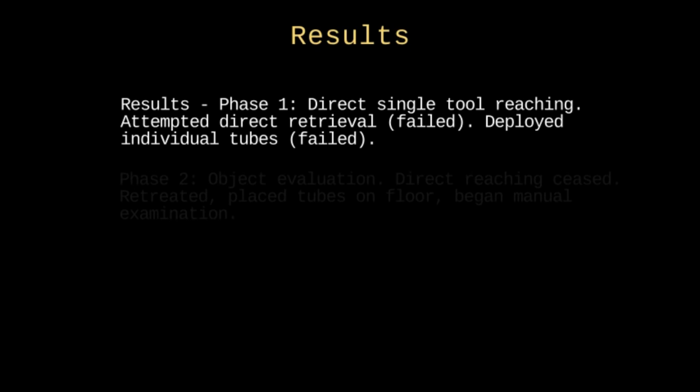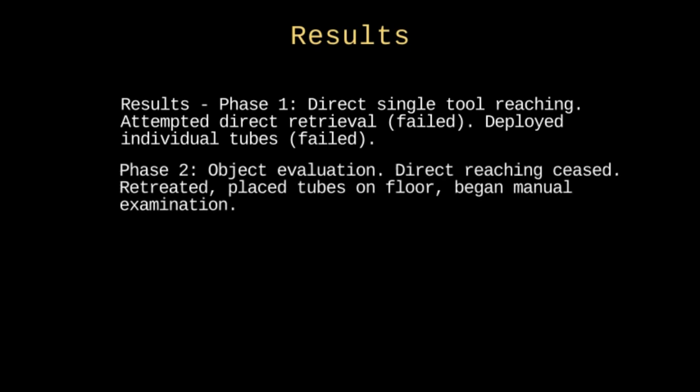The subject then deployed the individual hollow tubes through the bars of the enclosure. Emily attempted retrieval with both tubes separately. However, neither independent object possessed the structural length required to bridge the gap to the banana. Phase 2. Object evaluation.